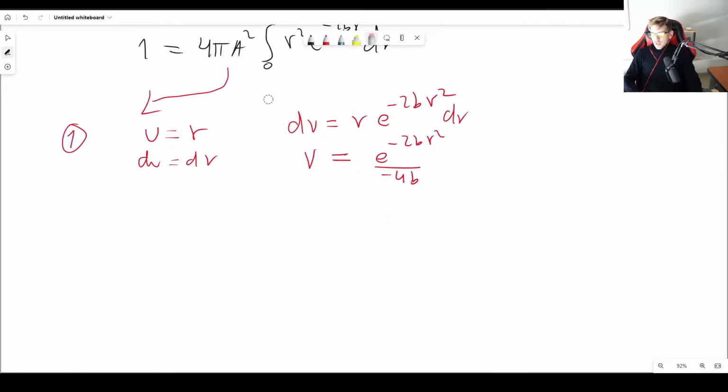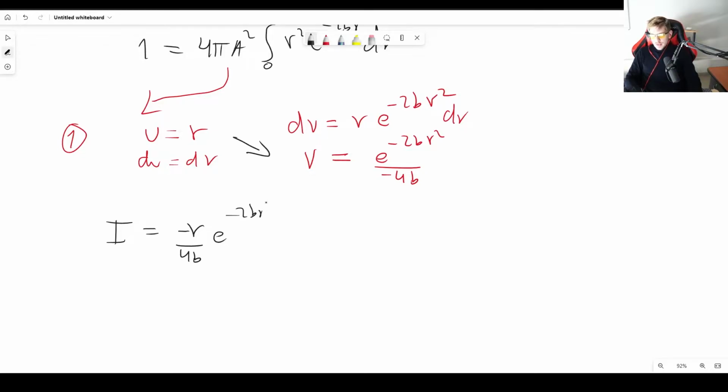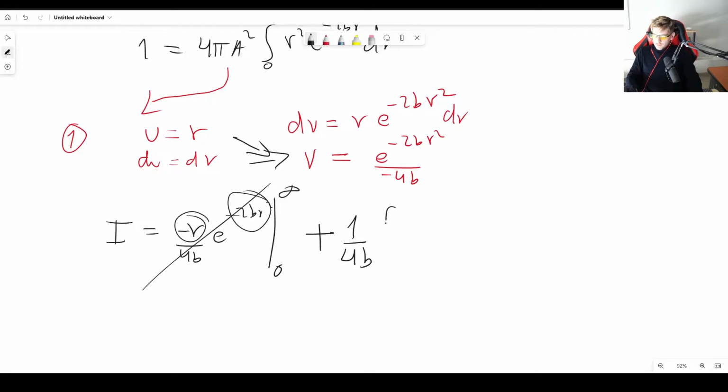So now let's do integration by parts. The actual integral will be the product of u and v, so we get minus r over 4b times the exponent. But all of this is going to be 0 because we're integrating between 0 and infinity. At infinity, the exponential goes to 0, and at 0, this goes to 0. So this entire thing is 0. Then we have minus the integral of v du. But there's already a minus sign here, so it goes to plus, and we're left with 1 over 4b, integral from 0 to infinity of e to the minus 2b r squared dr.